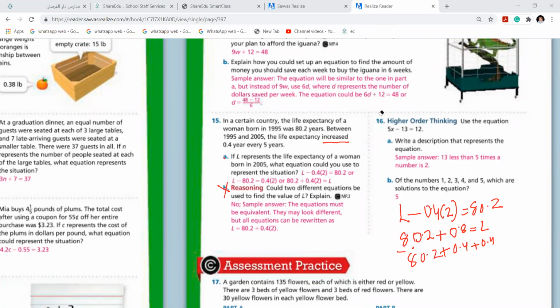Okay. Here, I will do 16A with you. Write a description that represents 13 less than 5 times a number is 12, not 2, it's 12. 5 times X is 5 times the number, is 12. This is not 2, girls. Here, 12. 13 less than 5 times any number is 12.